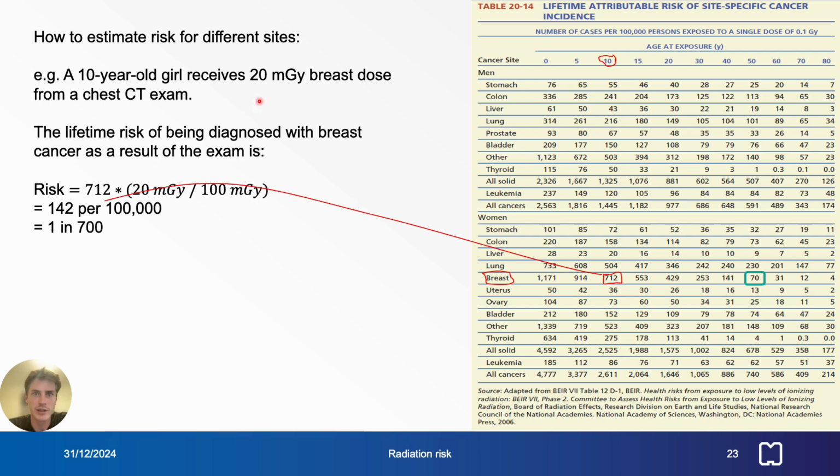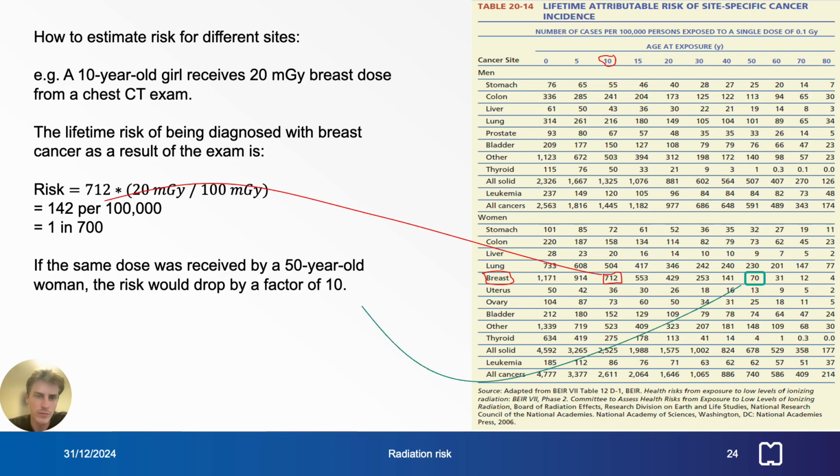Now, we know that the dose is 20 milligray, not 0.1 gray, and making the LNT assumption, which is that the risk scales linearly with dose, we can multiply our 712 by 20 milligray over 100 milligray, which gives us 142 per 100,000, or 1 in 700. Now we can also see that if the same dose was received by a 50-year-old woman, the risk would drop by a factor of 10. Indeed, going to this column, which is 50 years old, we have 70 instead of 712.